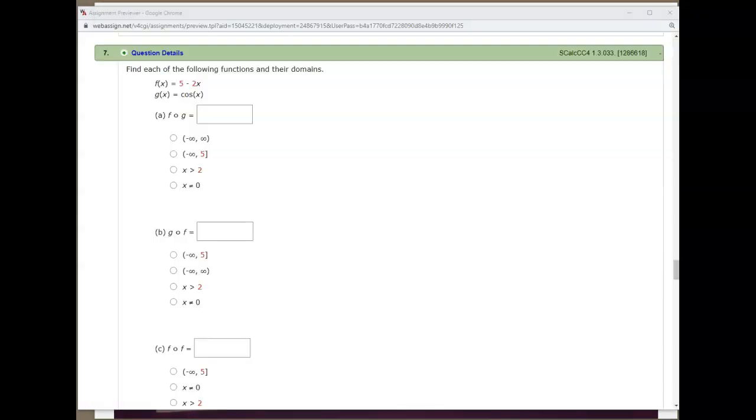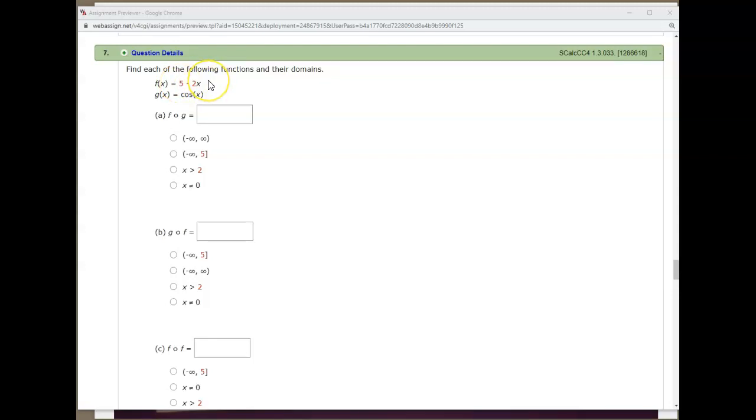Number 7 has to do with composition of functions and their domains. We just covered some decomposition, so you have an idea of what that's supposed to look like. But f of g says that I'm taking my f function and putting g in there, and g is cosine of x. So this would be 5 minus 2 cosine x. Whenever you compose 2 functions that the domain for each of them is all reals, you're going to end up with a function that's all reals.